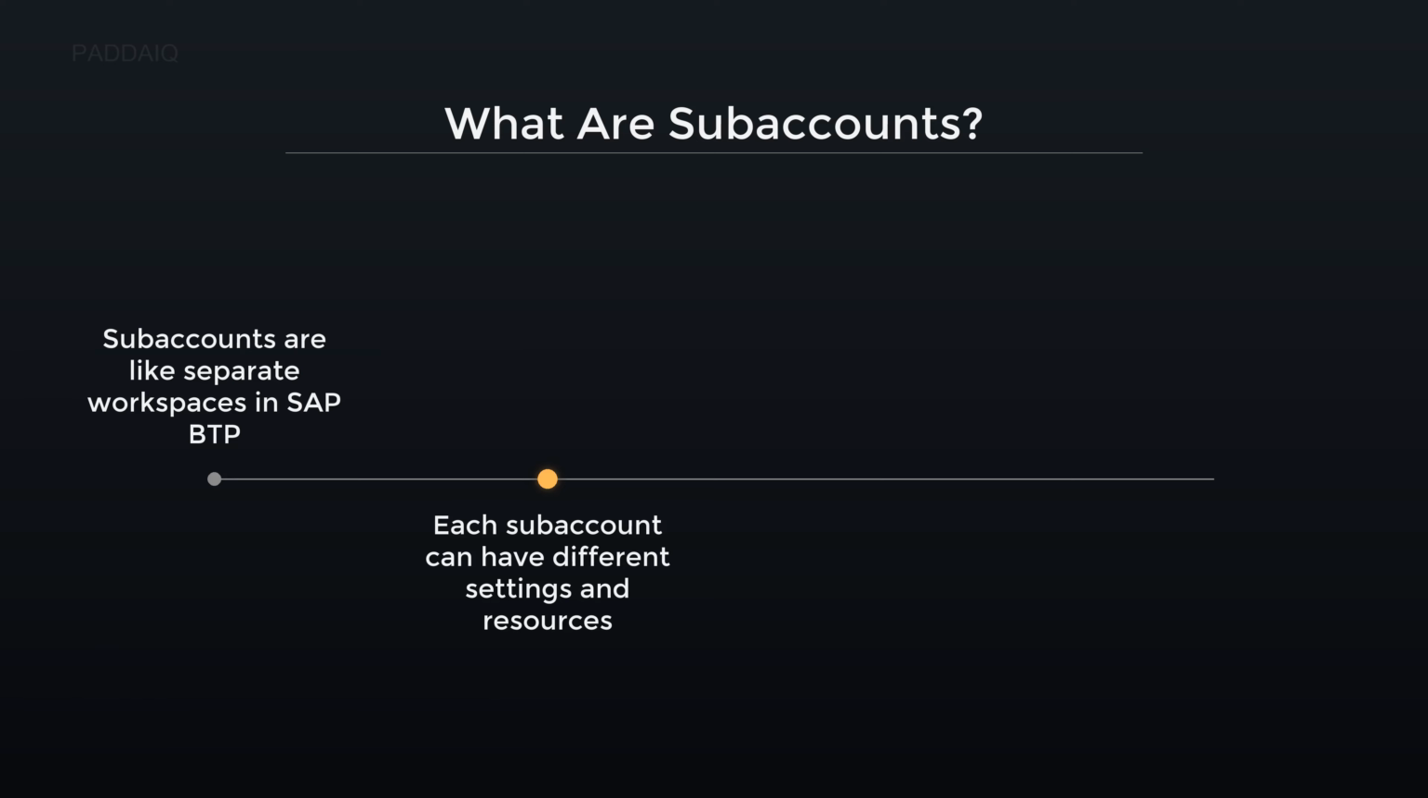Each subaccount can have different settings and resources. This means you can customize security levels, enable specific services, and allocate memory separately for each one. For instance, one subaccount could run development tools while another handles production securely. This flexibility allows you to manage distinct environments tailored to their unique purposes.